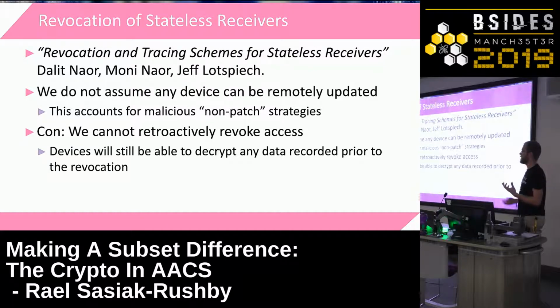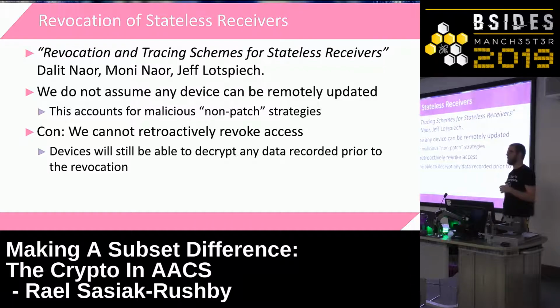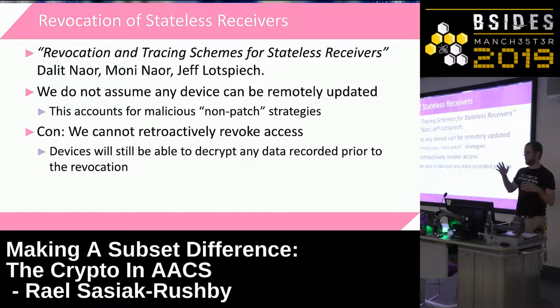But the basic assumption is we don't assume that anything can be updated remotely, so we don't have the non-patch strategies. But a con of this is that we can't revoke access retroactively. So if you know anything about DVD or Blu-ray disc decrypting, you'll know that when a new revocation list comes out, then you can no longer decrypt anything from then on, but you can still decrypt any disks released before that new revocation came about. Because there's no way of them actually stopping you getting a disk that was 2 years old and a device that was 2 years old, and that still works.